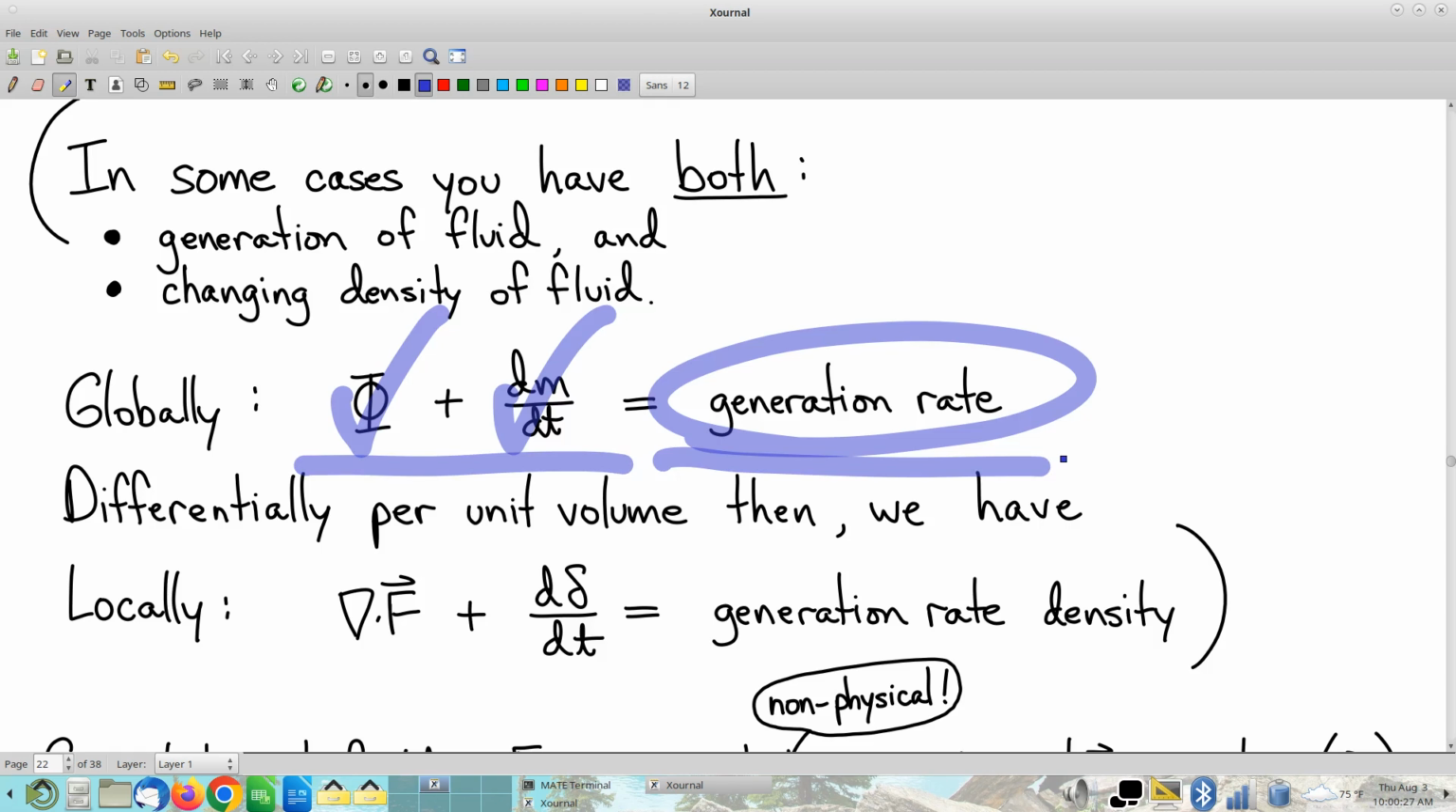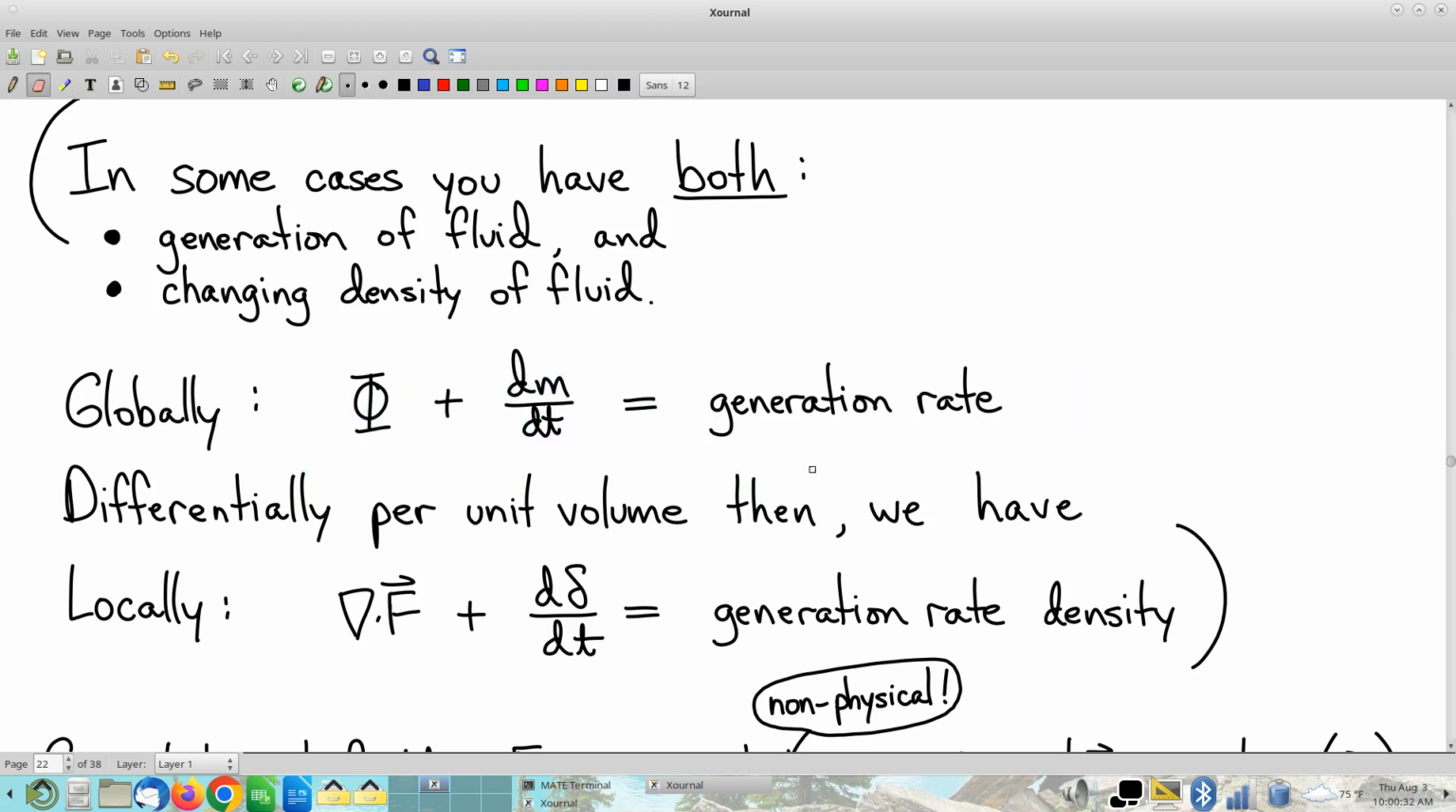Reasonable argument, I hope. So again, as we've done before, I'm going to say, okay, this is a global statement, about the overall whole region. Now let's just say differentially per unit volume. Flux per unit volume is divergence. Mass per unit volume is density, right?